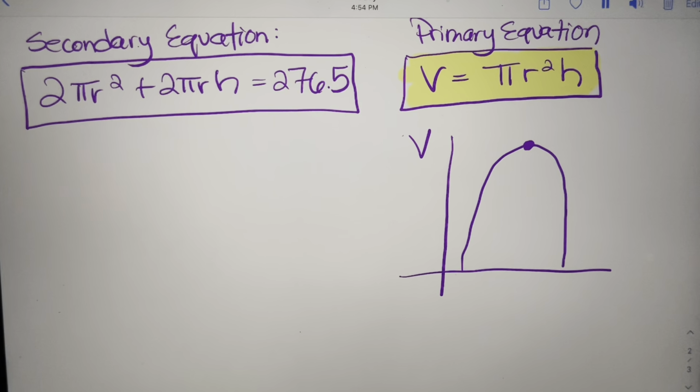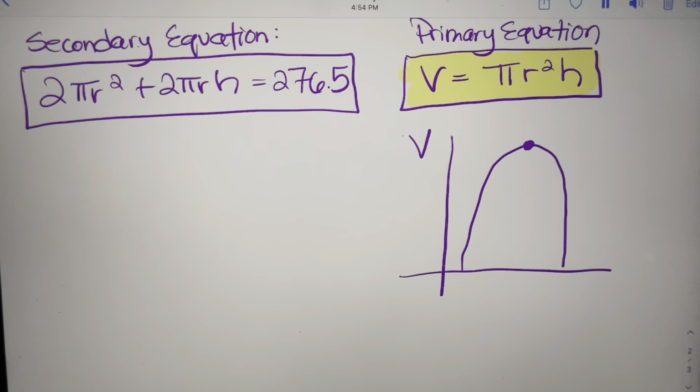Volume here is a function of what? As a function of the radius in my little graph here. But my problem is in this equation, I have volume in terms of both r and h. And so we need to find a way to write volume in terms of one variable. Thank goodness that we have this secondary equation, because now we can isolate the secondary equation for h.